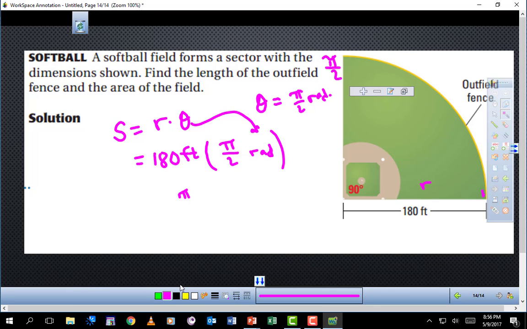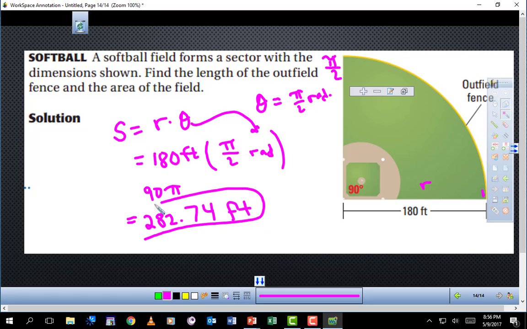180 times pi divided by 2. That, of course, is just 90 pi. And if you want that in decimal, it would be 90 times 3.14159. It's going to be about 282.74 feet. All right. So that would give us fencing that goes around the outside. And so we'd probably order about 300 feet of fencing to go around the outside. Get a little bit extra just in case we have to waste some of it.